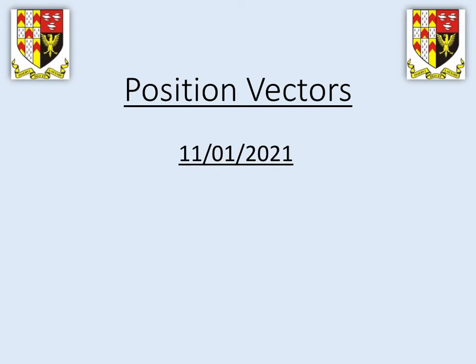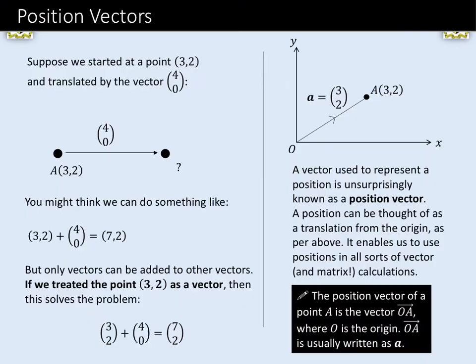Hi guys, so as we talked about on Thursday, today I'm just doing a short video just to explain position vectors for you. After this video, you should be able to do exercise 11D in the textbook. Okay, so let's say for example that we have a point here, 3, 2, and it's a coordinate point, and we want to translate it by the vector 4, 0.